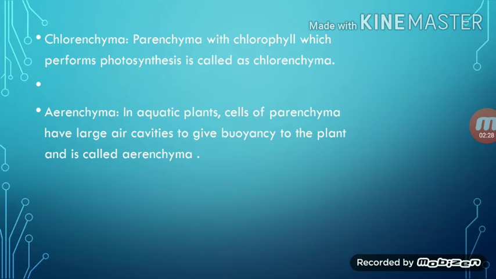Chlorenchyma. Parenchyma with chlorophyll which perform photosynthesis is called chlorenchyma. These are parenchyma cells only, which are green in color and consist of chlorophyll pigments and perform photosynthesis. Arenchyma. In aquatic plants, cells of parenchyma have large air cavities to give buoyancy to the plant and is called arenchyma. These are also parenchyma cells having large air cavities to give buoyancy to plants, and they are arenchyma cells.